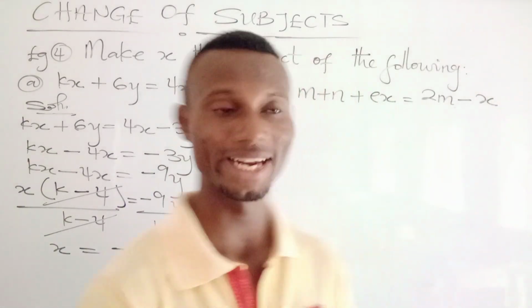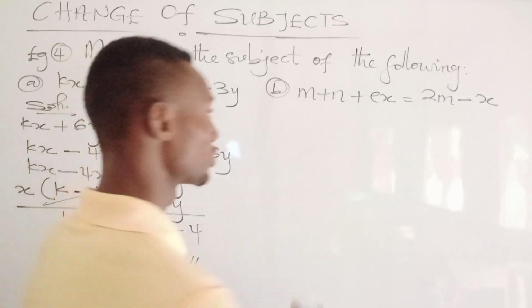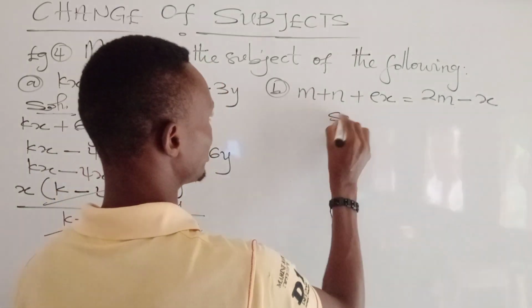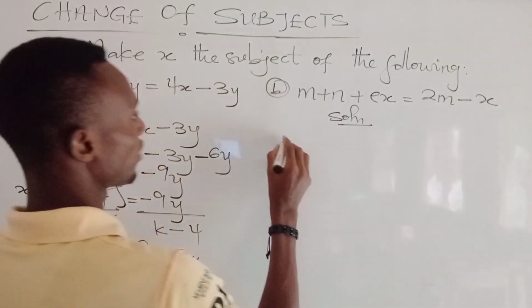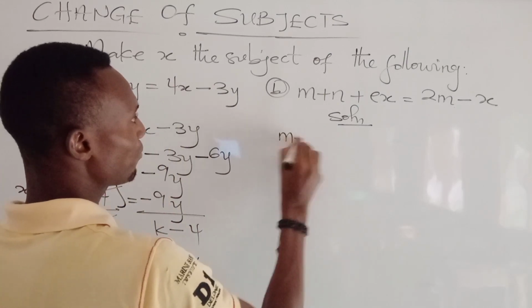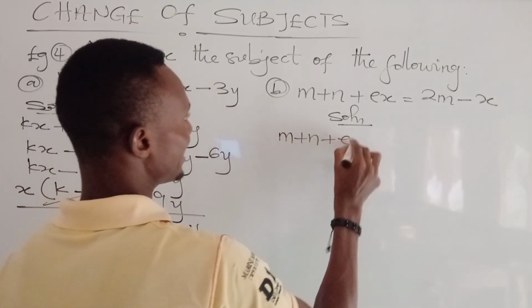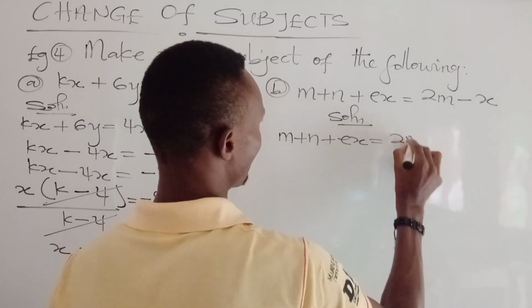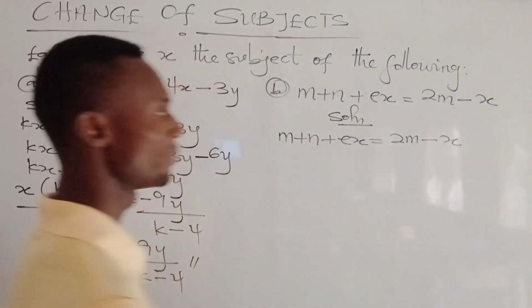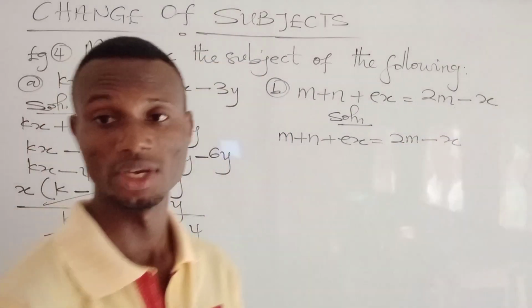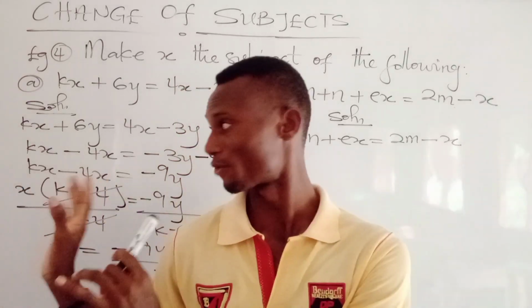So let's go ahead and handle the b as well. Okay, so let me write down my solution and let's do it together. So I have m plus n plus es equals 2m minus s. We have to make s the subject. Okay, so the same approach that we use for this one.